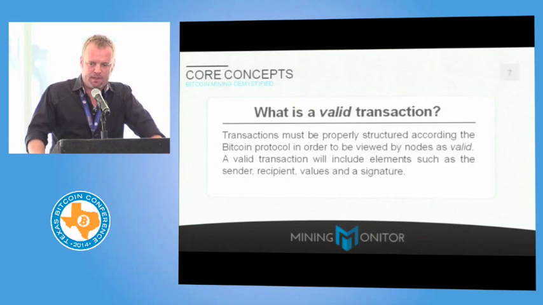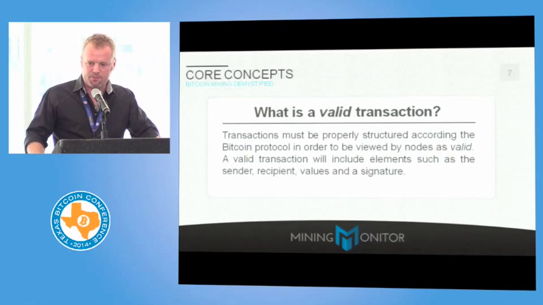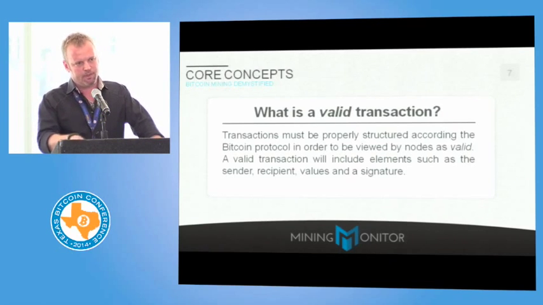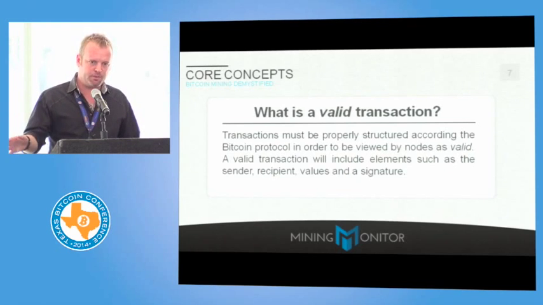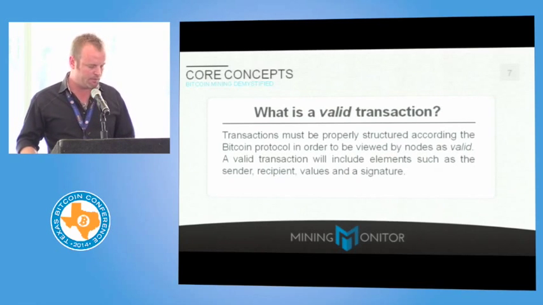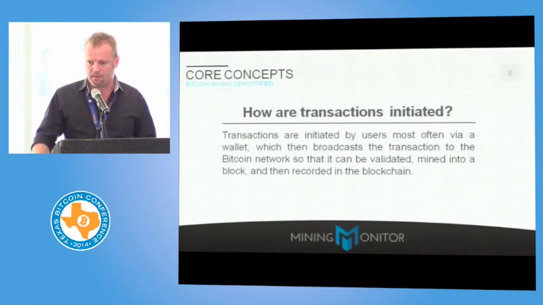A transaction has to be valid in order to be accepted and recorded in the blockchain, and a properly structured transaction is generated by the wallet that you're using and will include elements like the sender: I am the sender, I want to send X number of Bitcoins to the recipient defined by this address, here's the amount, and here's my digital signature proving that I am who I say I am.